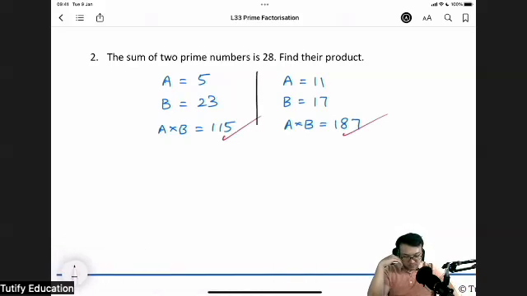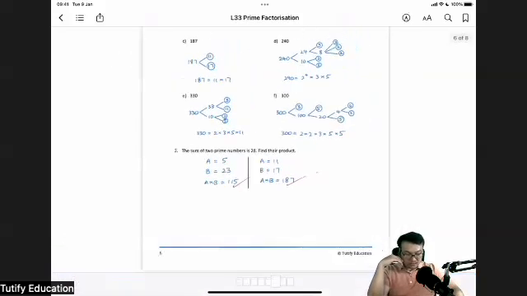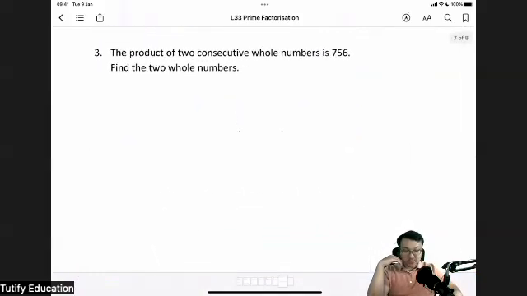Okay then, students. Since there are no questions, we will move on to the next one. Let's take a look at question 3. The product of two consecutive whole numbers is 756. Find the two whole numbers. Okay, so consecutive numbers. Maximus, what is the meaning of consecutive? One after another. Yes, one after another.